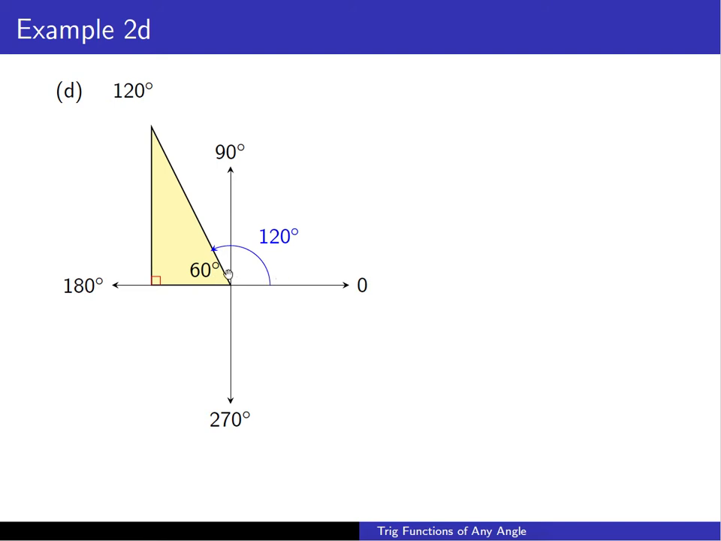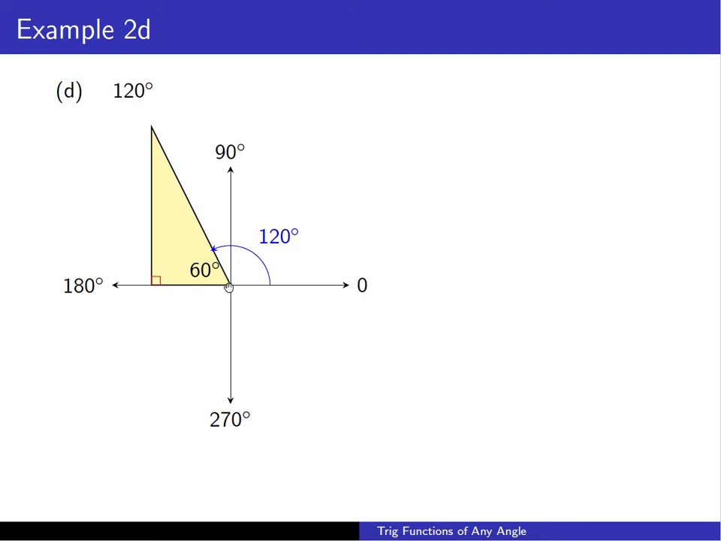So here we have a 30, 60, 90 triangle in the second quadrant where the 60 degree angle is sort of at the base. And recall that in the 30, 60, 90 triangle, the hypotenuse, the value of r here, is 2. Opposite the 30 degree angle is 1, and opposite the 60 degree angle is square root of 3. So we have 1, square root of 3, and 2 as the side lengths of this triangle.